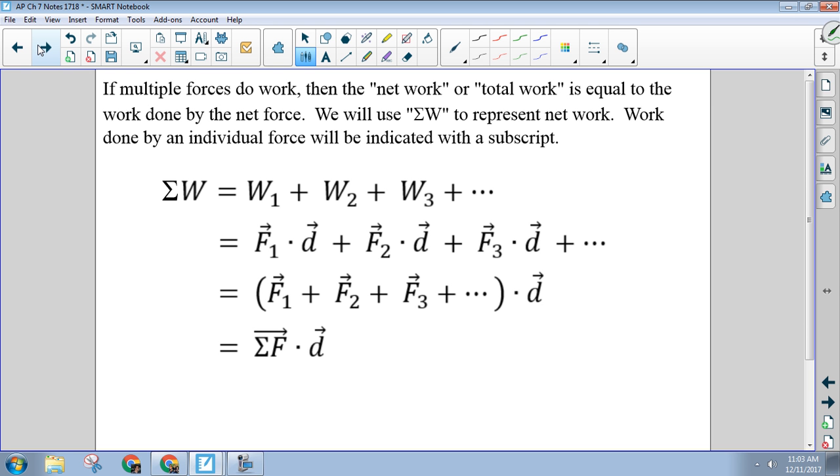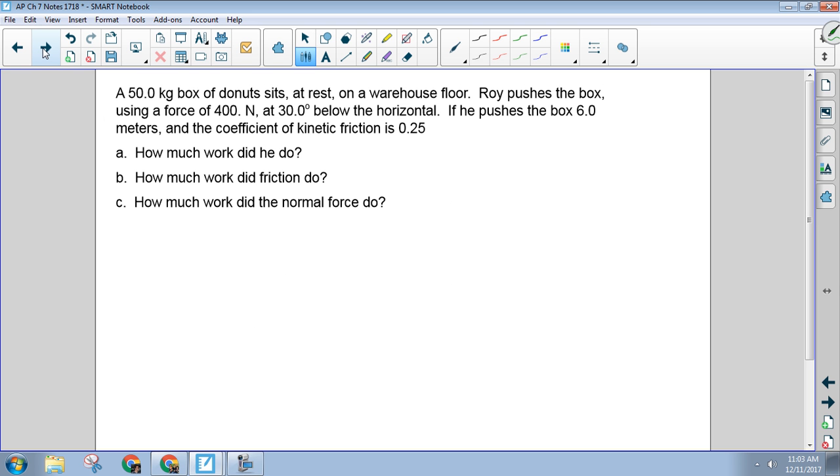Follow? All right, so let's do an example that has actually some more stuff going on. So here we go. A 50-kilogram box of donuts, a lot of donuts, sits at rest on a warehouse floor. It says Roy pushes the box using a force of 400 newtons at 30 degrees below the horizontal. If he pushes the box 6 meters and the coefficient of kinetic friction is 0.25, then we're going to find this stuff. Okay? So, probably a good place to start would be by making a free body diagram.